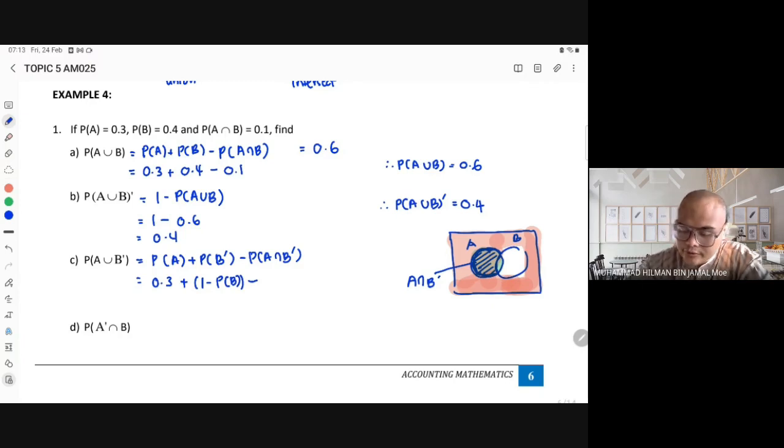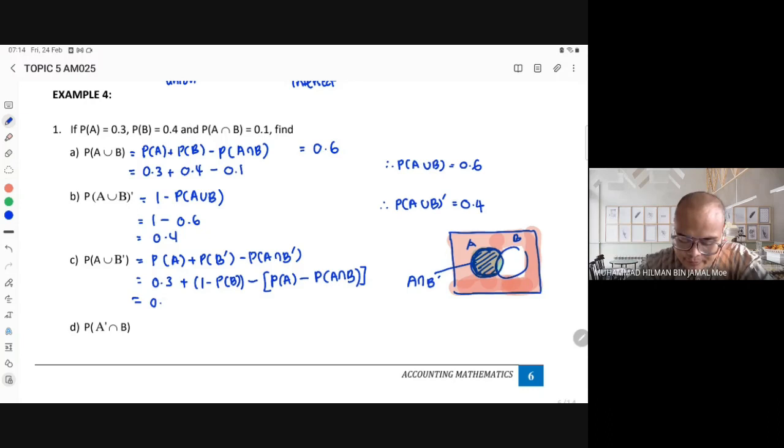Okay, so macam mana kita nak cari bahagian ni? So kalau kamu tengok, dia adalah probability of A tolakkan dengan dia punya intersection. So this is probability of A minus probability of A intersect dengan B. Okay, so kenapa kita buat macam ni? Sebab kita tak ada nilai A intersect dengan B prime lah. Kalau kita dah ada nilai dia, kita masukkan je. Tapi sebab kita hanya ada A, B and intersect dengan B sahaja, so kenalah cari guna cara yang ini.